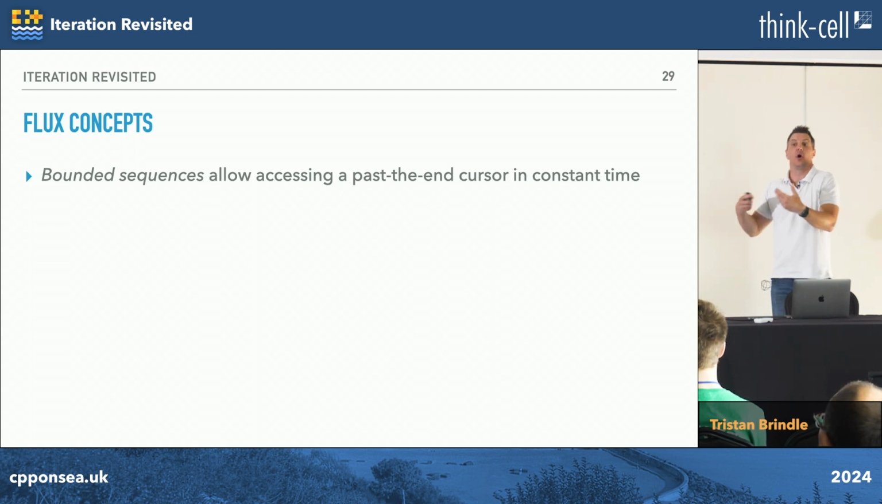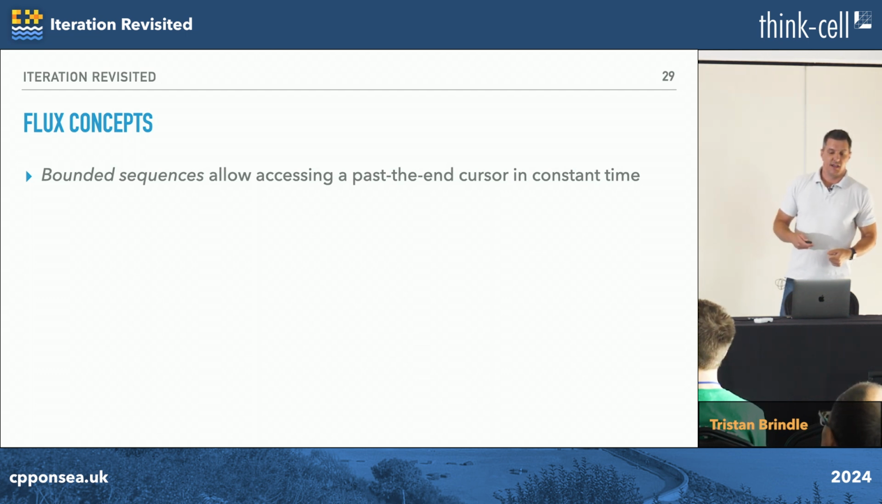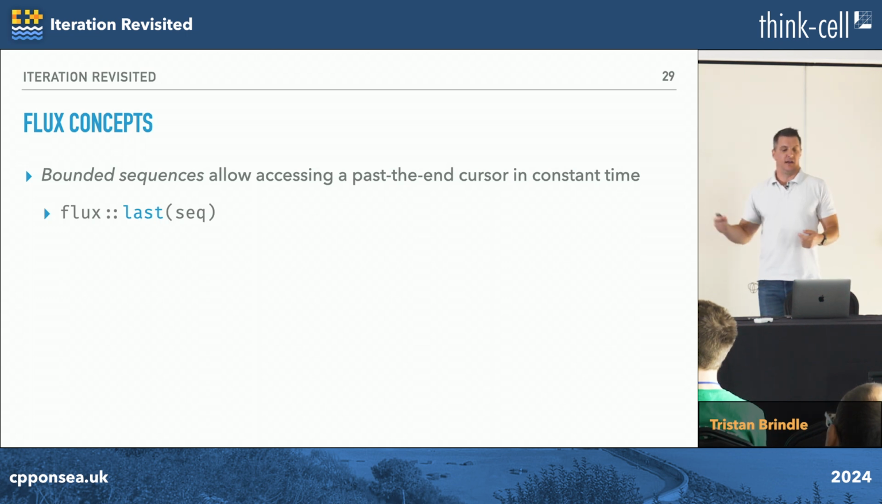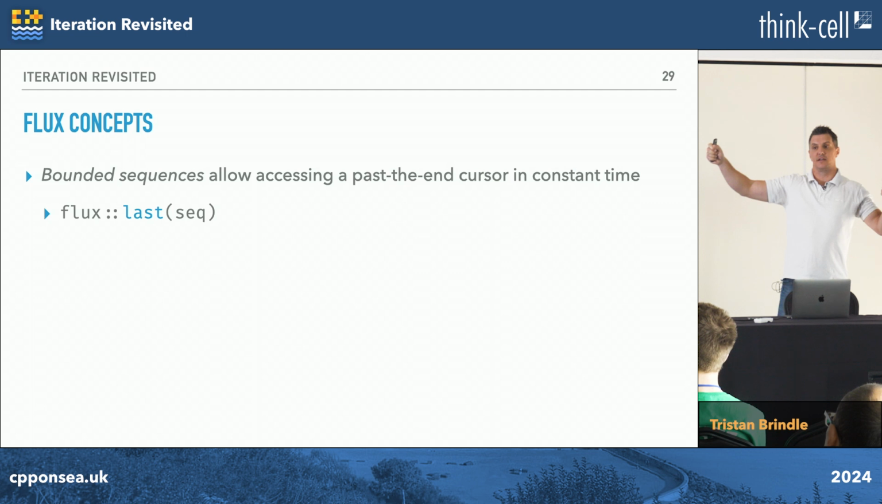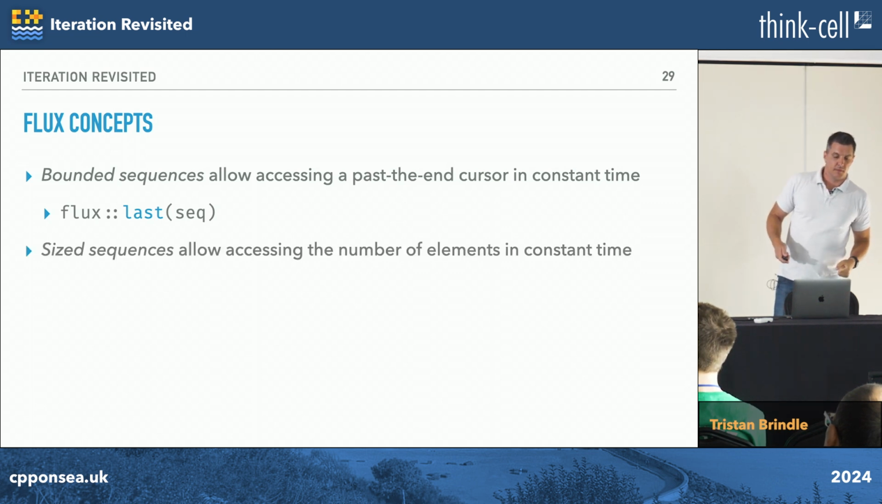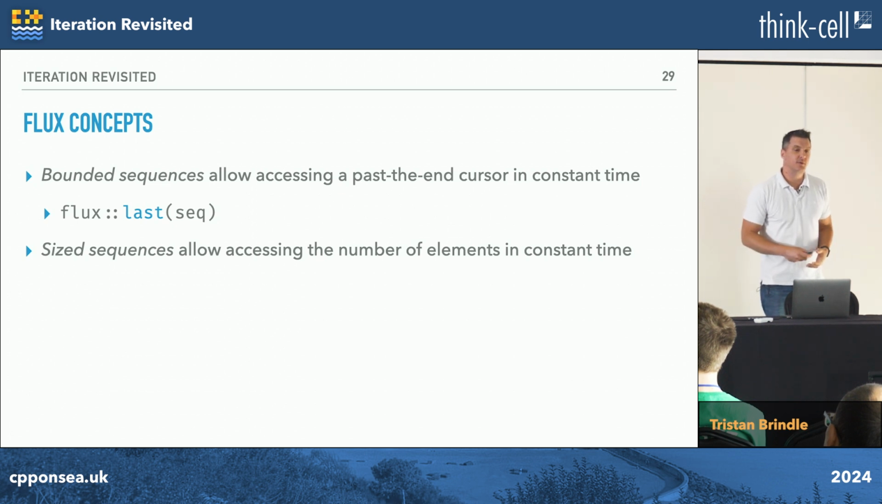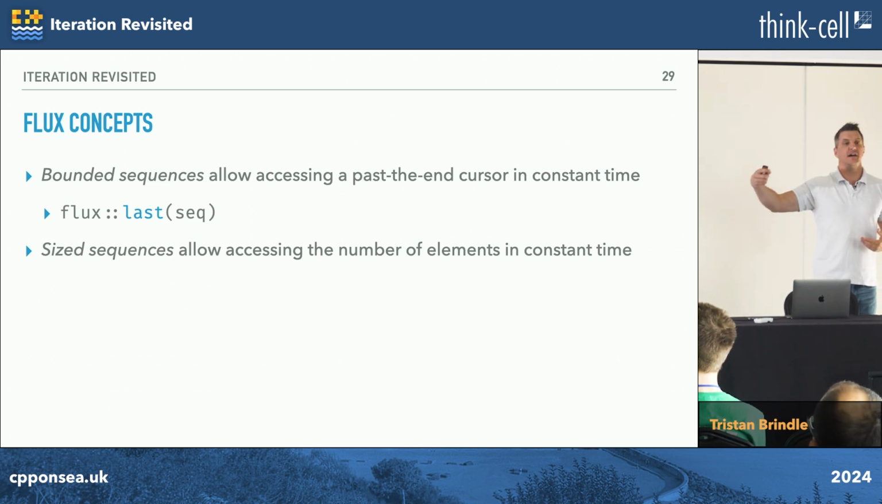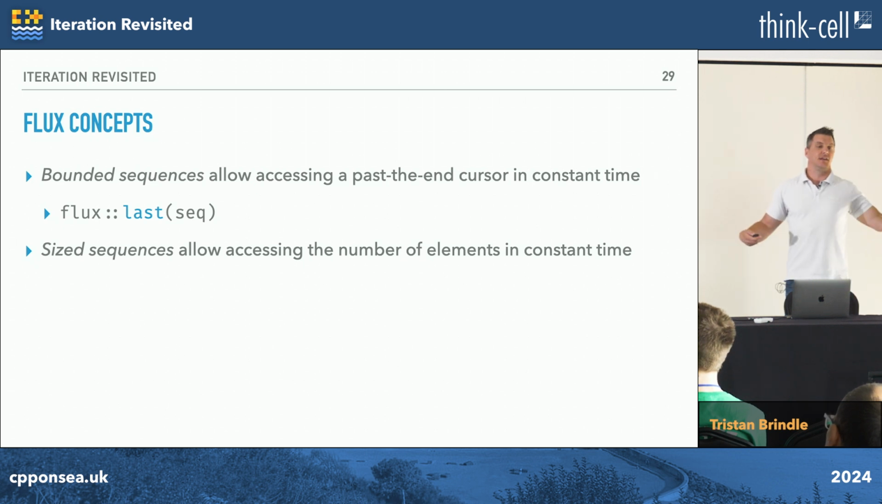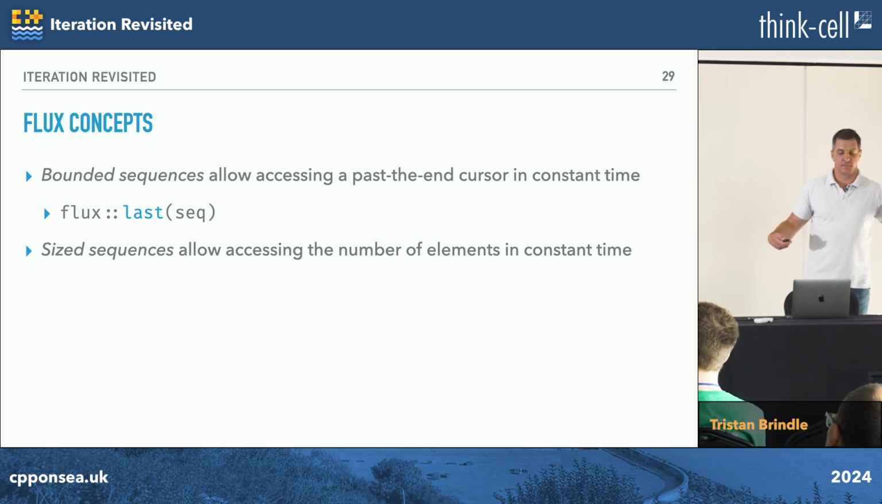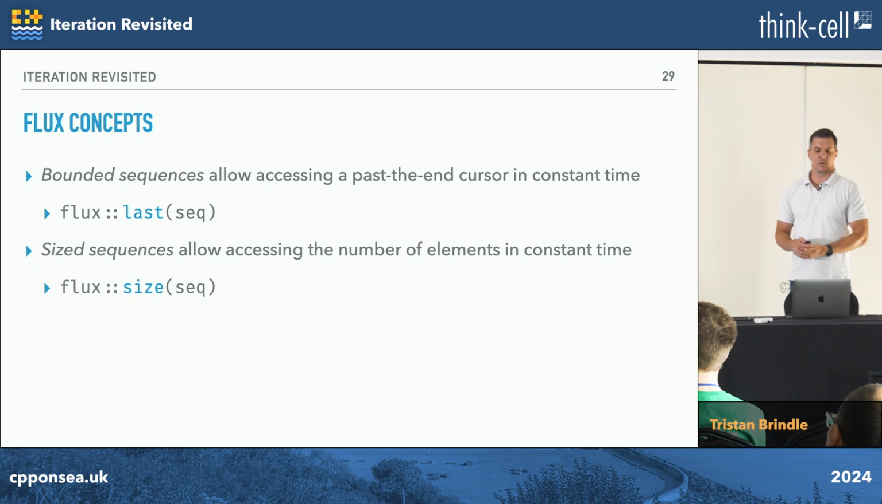So this is the equivalent of a common range, if people are familiar with C++20 ranges. We call these bounded sequences, and they provide an extra function called last. This gives us a past-the-end cursor that we can iterate up to. We have sized sequences. These are ones that know their size ahead of time and can tell us their size in constant time. Again, the equivalent of sized ranges. And they provide a size operation.